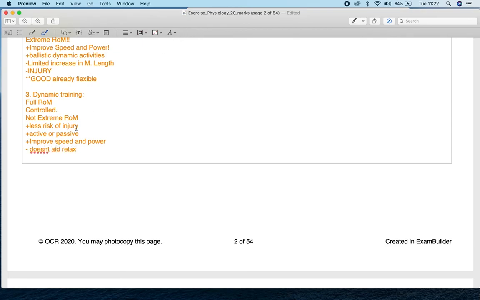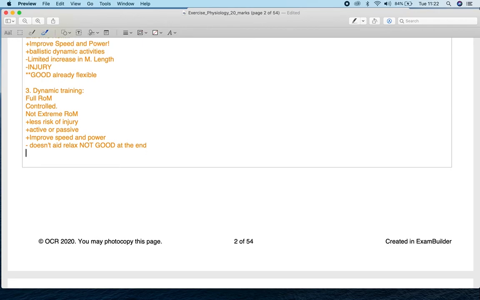Okay, it doesn't aid relaxation, so it's not good at the end of a session. And again, it is more suited to the already flexible. It's badly worded, but it's more suited to those that are already flexible.